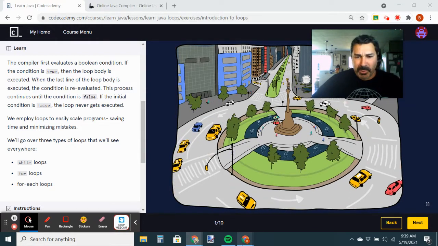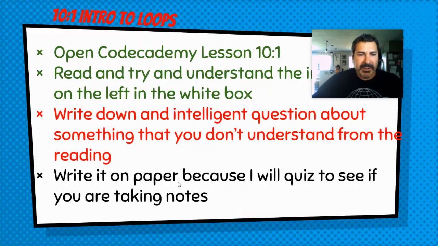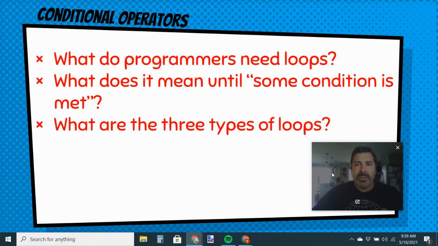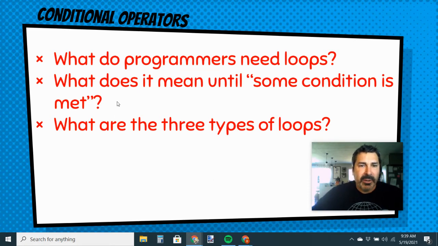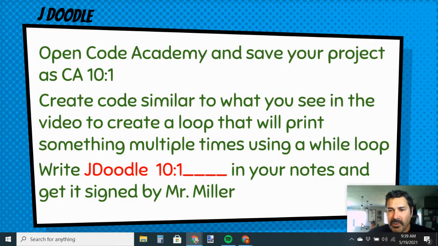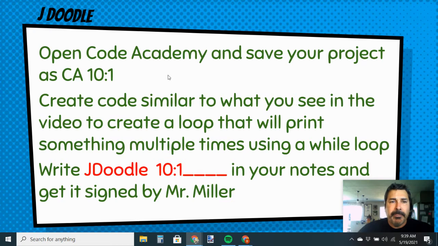Let's go back to the spiel and see what is next on the agenda. Write this down in your notes: What do programmers need loops for? What does it mean for some condition to be met? And what are the three types of loops? Answer those questions, and ask me in class if you don't understand the answer.